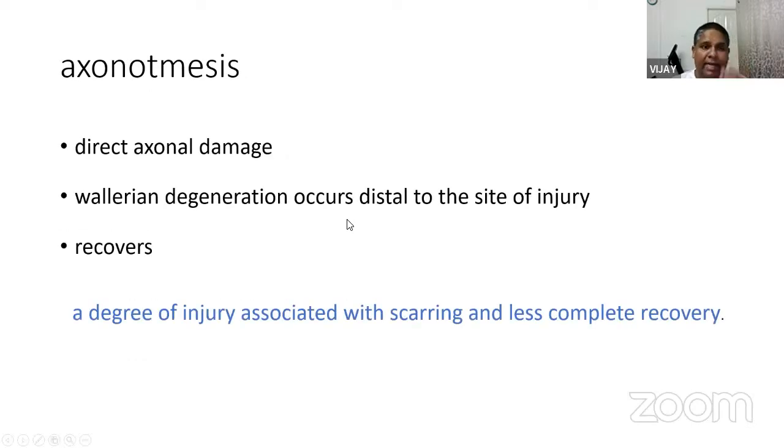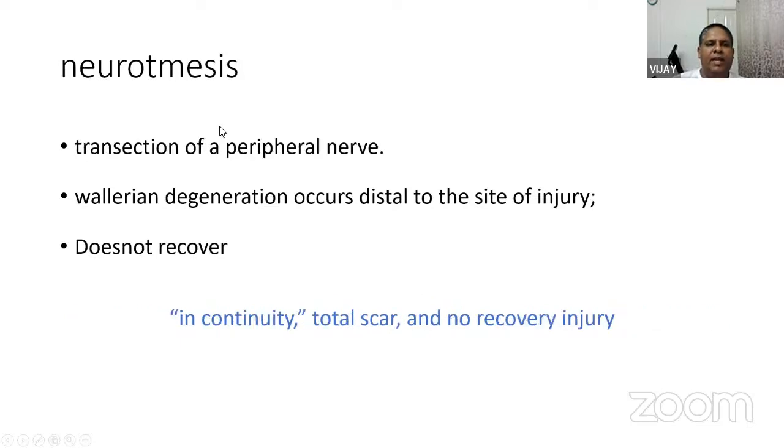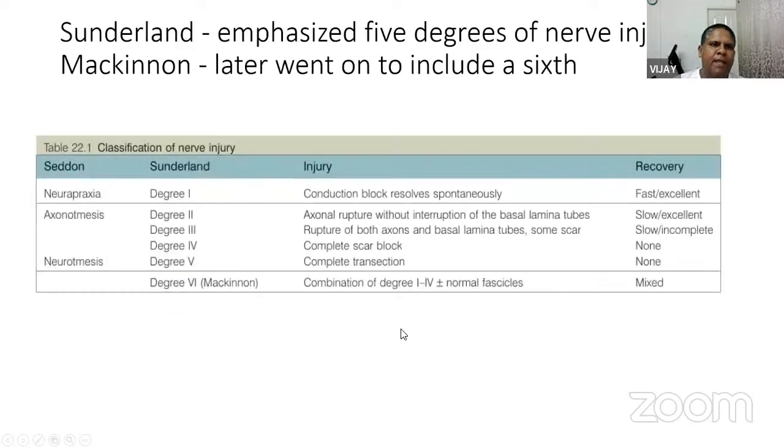Axonotomesis is direct axonal damage. Wallerian degeneration occurs distant to the site of injury. The patient recovers, but the degree of injury is associated with scarring unless there is complete recovery. Type 3, the complete transection of the nerve: Wallerian degeneration occurs and it does not recover, and there is a total scar in continuity with no recovery.